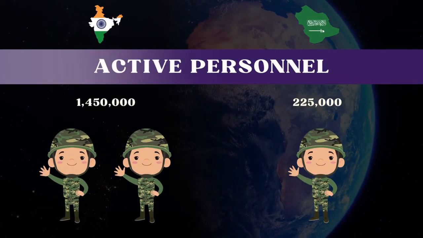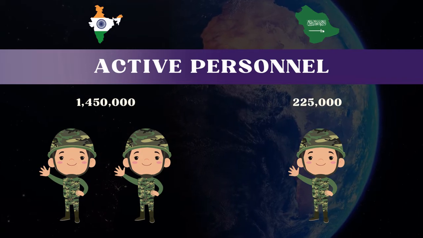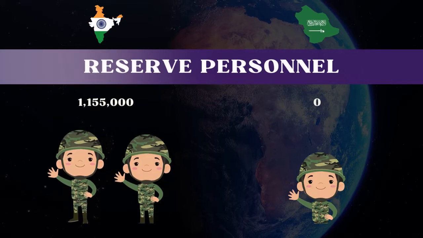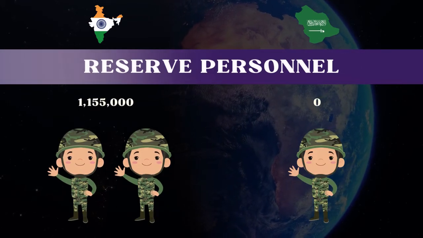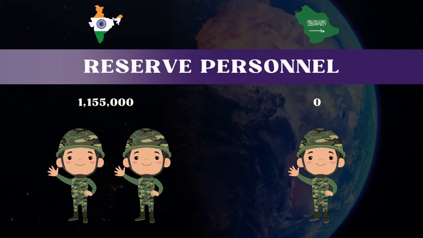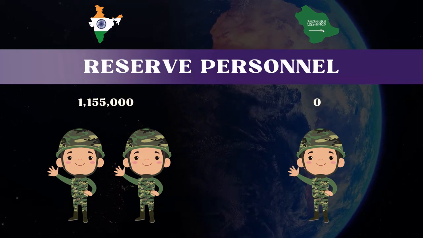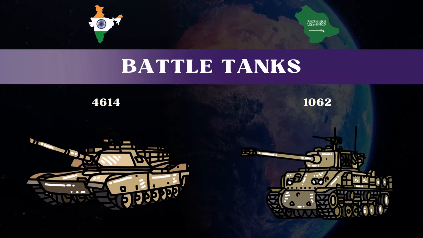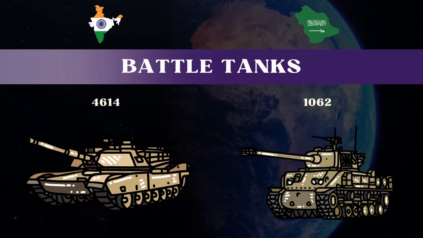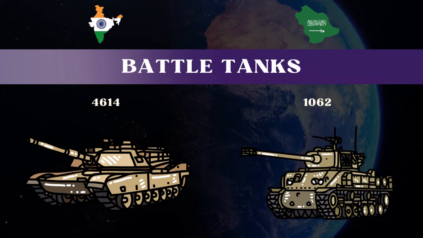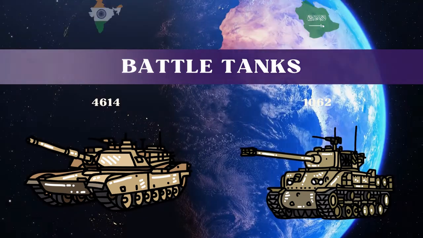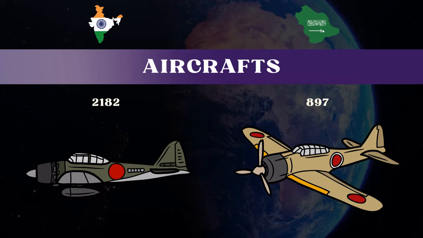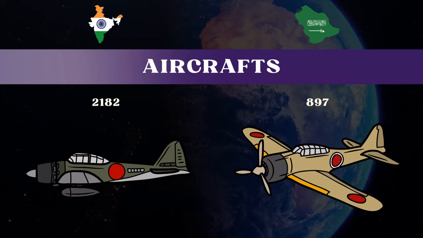India has more active personnel than Saudi Arabia. Saudi Arabia has no reserved military force. India has more battle tanks than Saudi Arabia. India has 2,182 and Saudi Arabia has 897 aircraft.